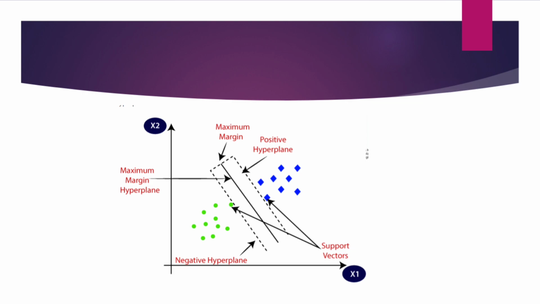Here is the diagram of the support vector machine, which contains a negative hyperplane and a positive hyperplane, and two support vectors of the positive and negative clusters.